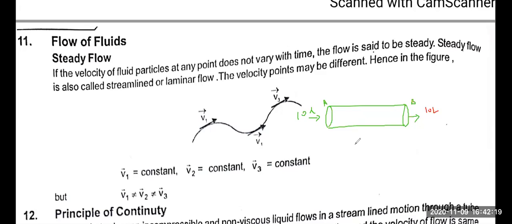Okay. Now think about this setup. Now tell me, the area of this is equal to the area of this. Wait, I'll just draw a better figure. Okay, the area of this is, suppose, A1. This is capital A, and this is also capital A, but this is small a. Right? Now I'm sending 10 liters from here.